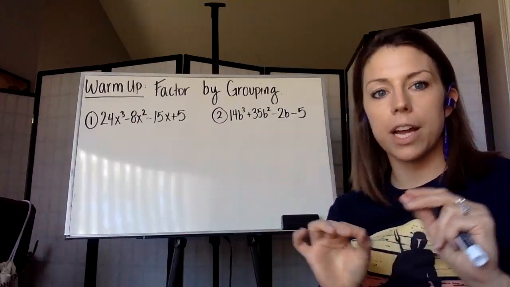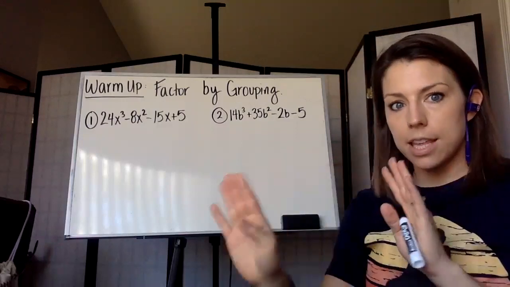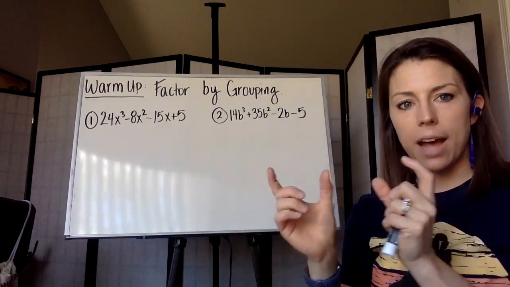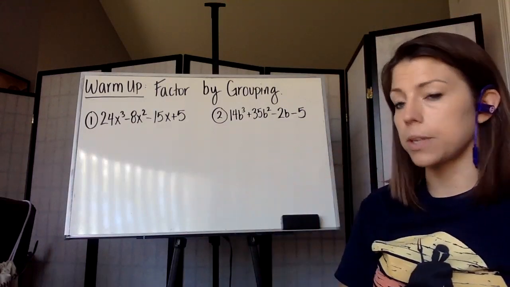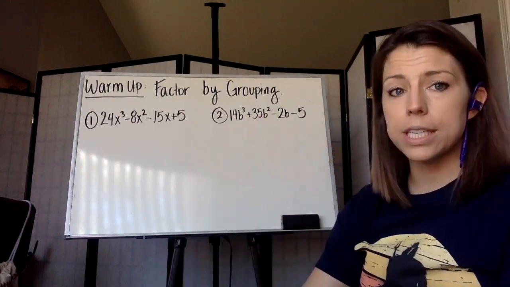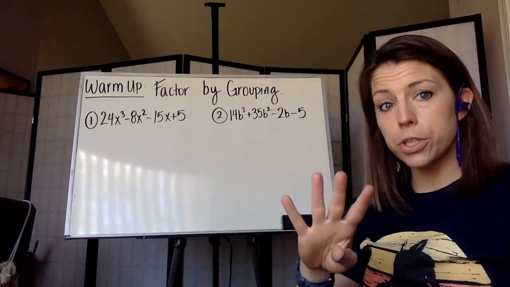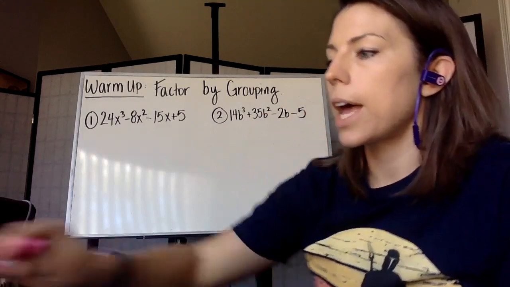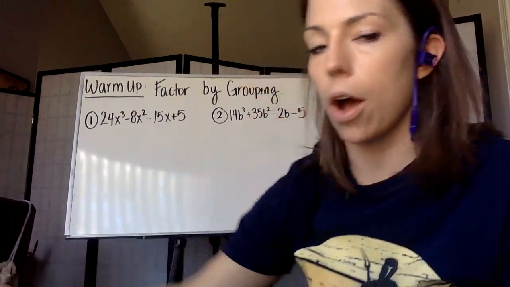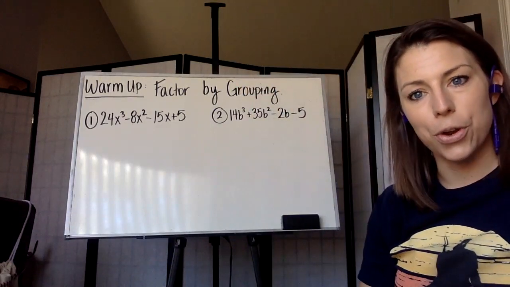You would never do factor by grouping in anything less than 4 terms because you have to be able to make 2 groups and each group has to have 2 terms in it. So that's how you can tell: if you're given something with 4 terms, you have to do factor by grouping. All right, go ahead and write these down. Pause the video now if you want to try these on your own.